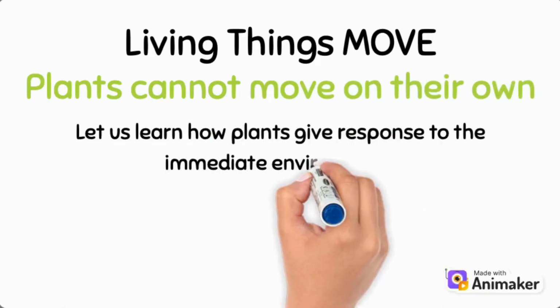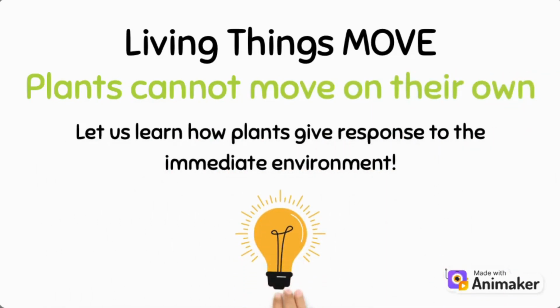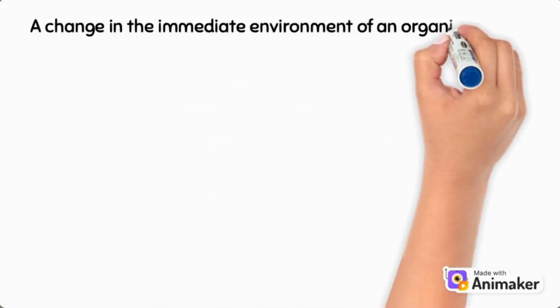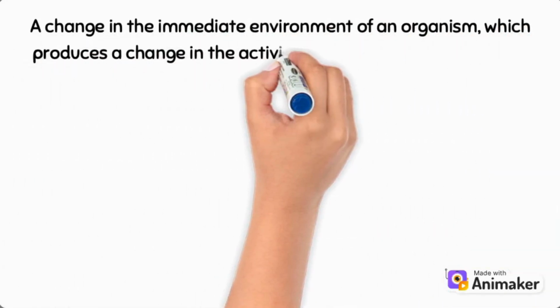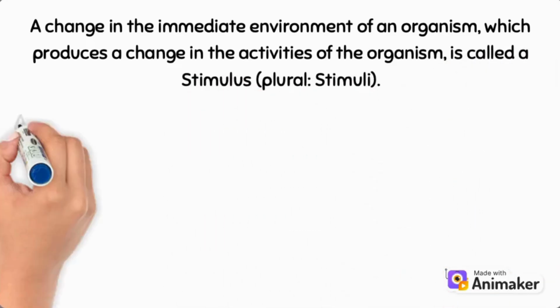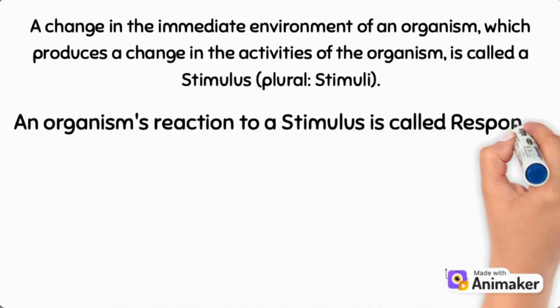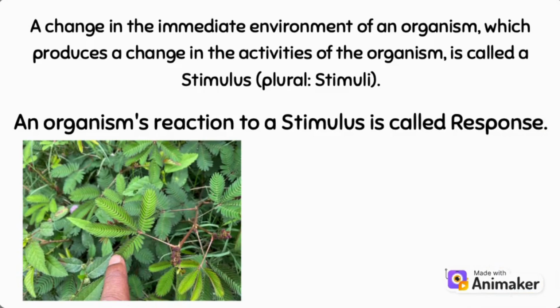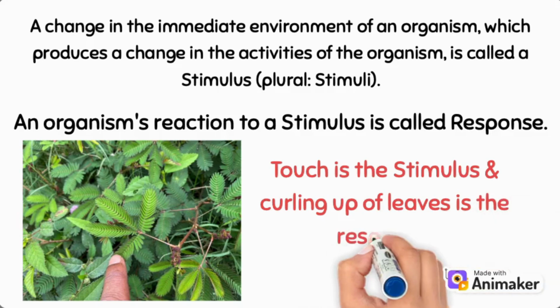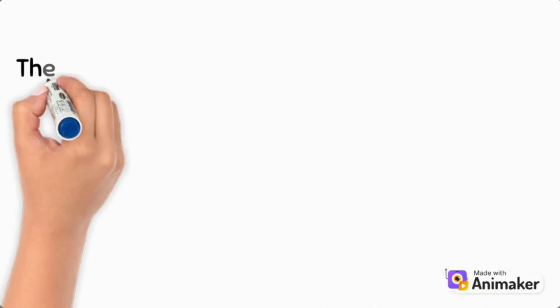Let us learn how plants give response to the immediate environment. A change in the immediate environment of an organism which produces a change in the activities of the organism is called a stimulus, plural, stimuli. An organism's reaction to the stimulus is called response. Leaves of touch me not curl up when touched. Touch is the stimulus and curling up of leaves is the response.